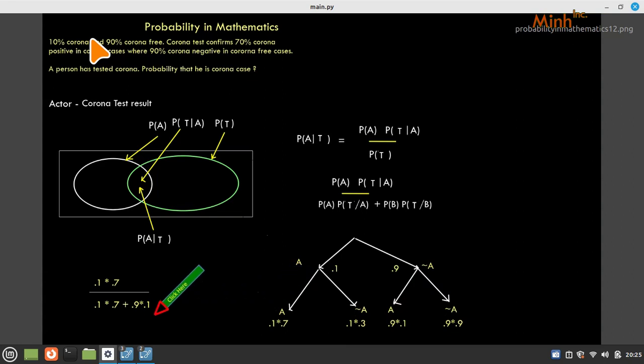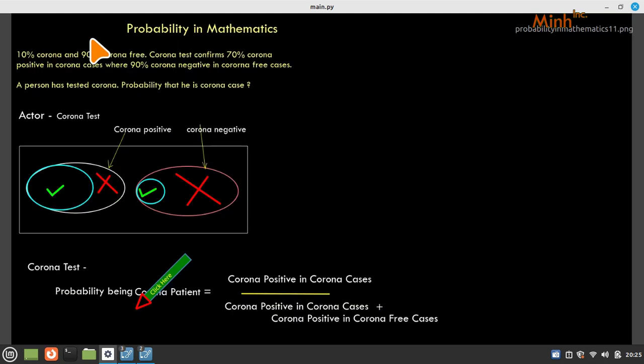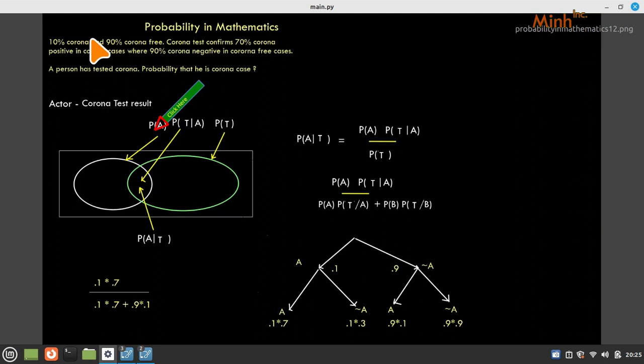Now PA, so that is this one. PA is this much, and PB is this much. Okay, so this is all about Bayes theorem. I mean, what we can see is, everyone has their own eye, how you see the world. This is one eye of seeing the problem, and this is another eye of seeing the problem.